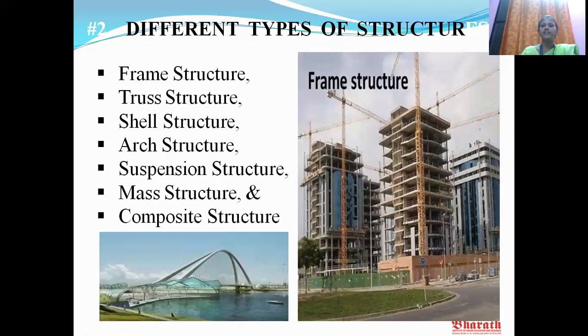Next is different types of structures. Coming to the different types of structures, we have frame structures, truss structures, shell structures, arc structures, suspension structures, mass structures, and composite structures.